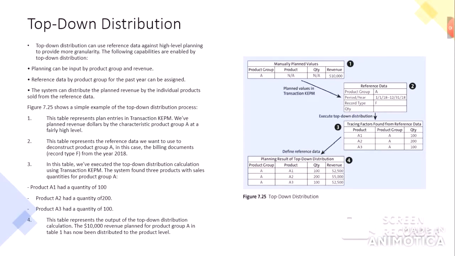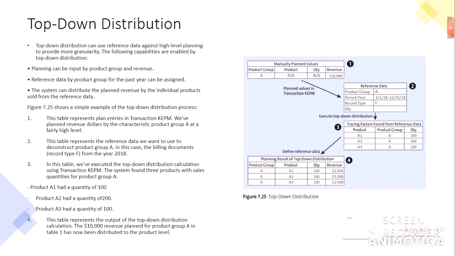In this table, we have executed the top-down distribution calculation using the transaction KEPM. The system found 3 products with sales quantities for product group A. Product A1 had a quantity of 100. Product A2 had a quantity of 200. Product A3 had a quantity of 100. This table represents the output of the top-down distribution calculation. The $10,000 revenue planned for product group A in table 1 has now been distributed to the product level.